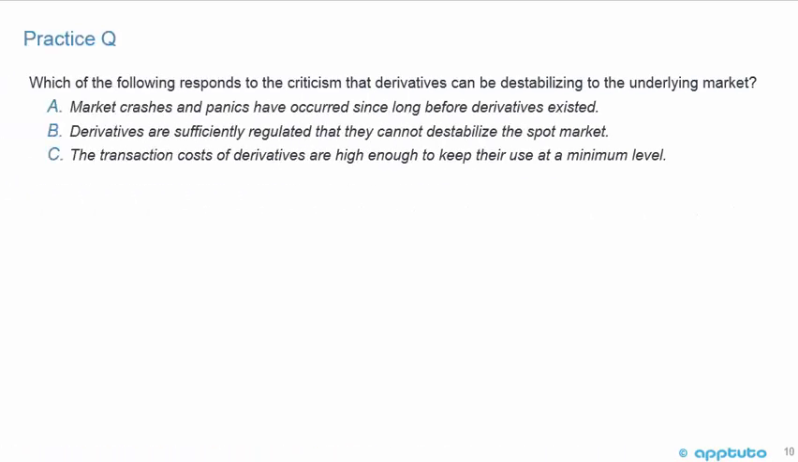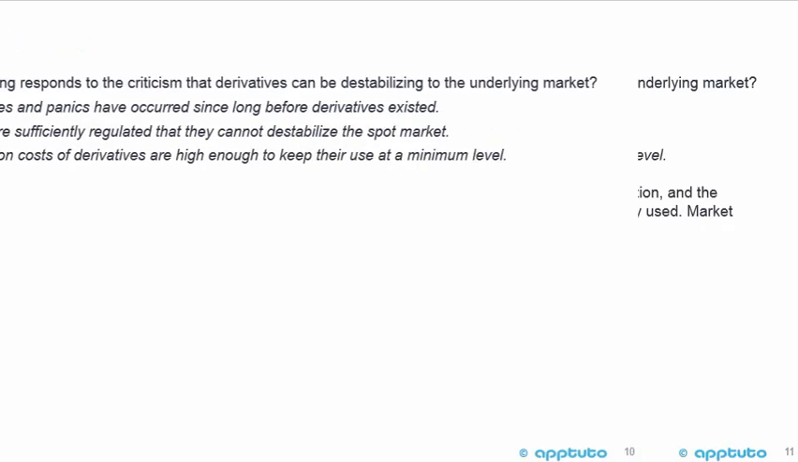And one last practice question to finish this LOS. Which of the following responds to the criticism that derivatives can be destabilizing to the underlying market? A, market crashes and panics have occurred since long before derivatives existed. B, derivatives are sufficiently regulated that they cannot destabilize the spot market. Or C, the transaction costs of derivatives are high enough to keep their use at a minimum level.